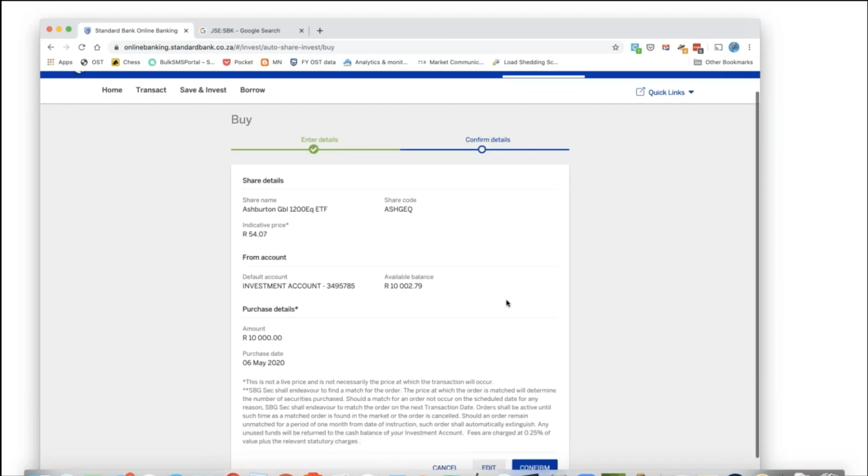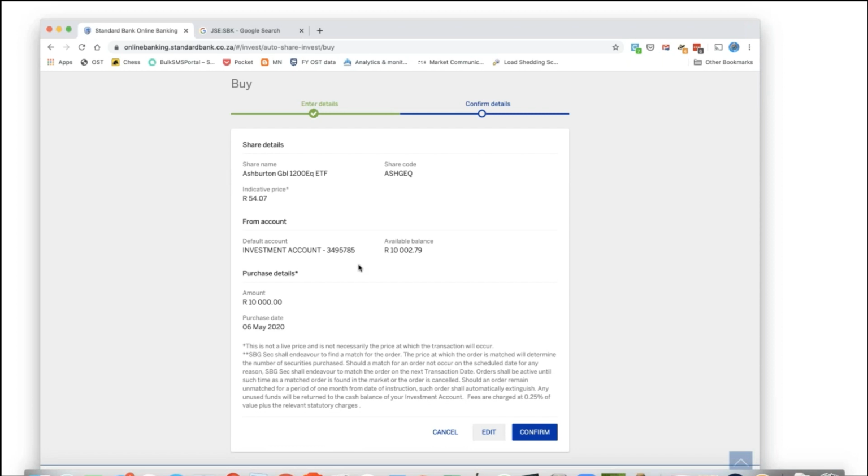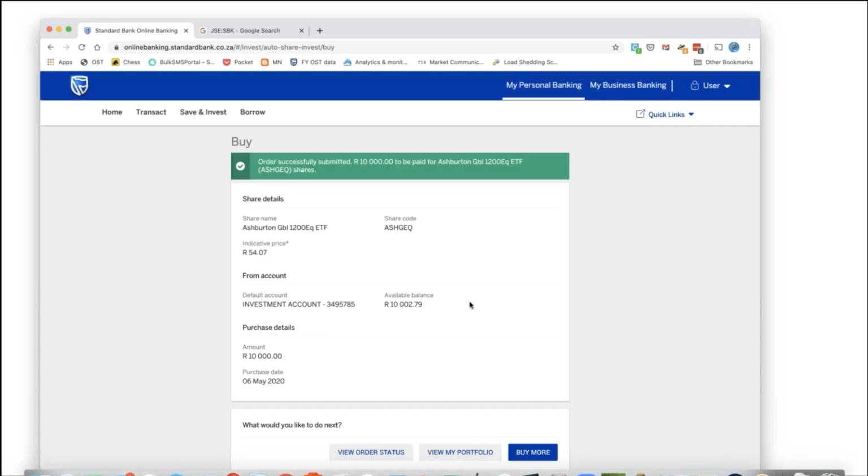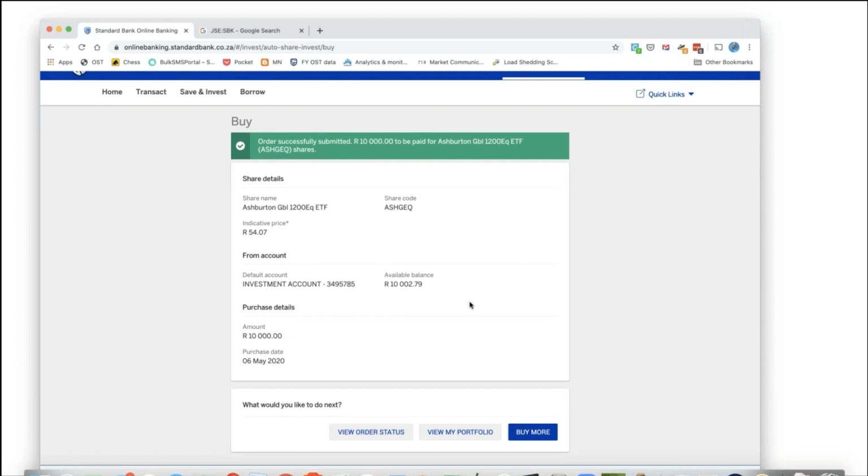There it sits up just to confirm what you're looking to do. Purchase details, 10,000, date is today. So this is not a recurring, this is a one-off transaction. I hit confirm, and there it has confirmed that the order has gone in and will be processed, and I will get confirmation at the time.